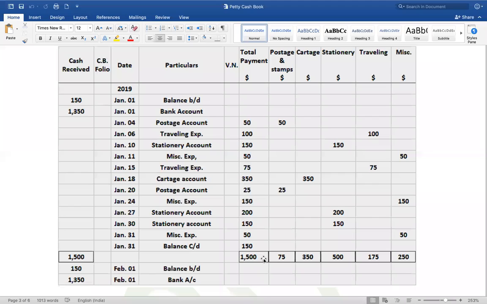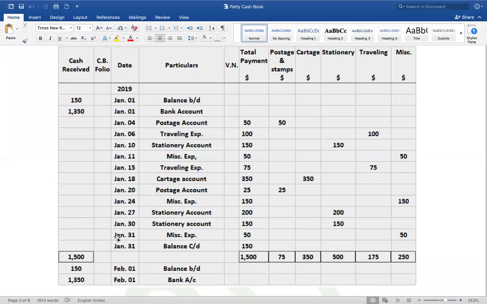So 1500 is the amount received. Amount at the beginning: 150 in hand and 1350 taken from the main cashier. Total in hand on the first day with the petty cashier was 1500. The same amount is dropped here, 1500, and the total of this spending is 1250. The difference between 1250 and 1500 is 250. It is not 150, it is 250.